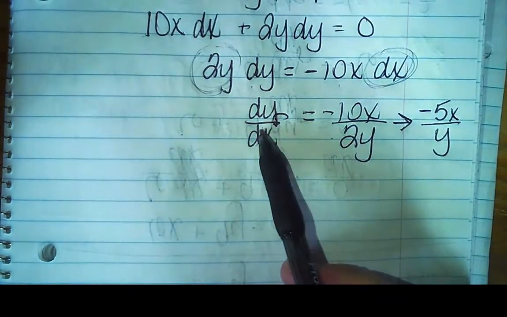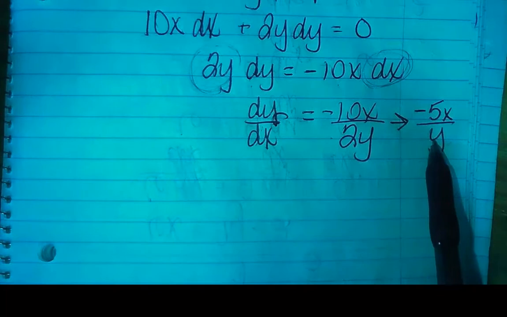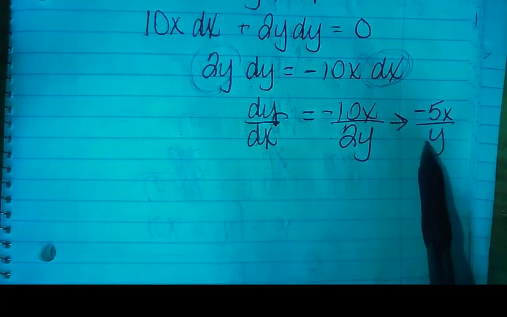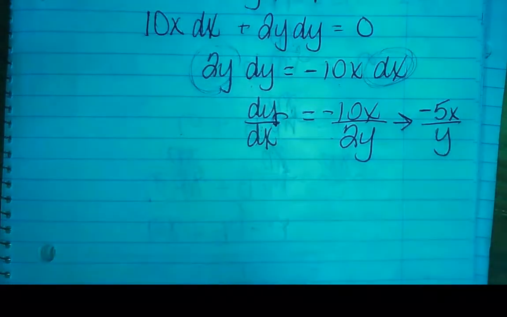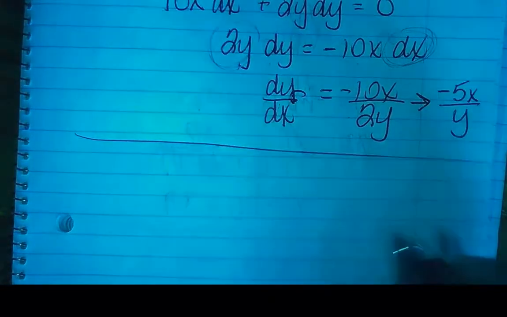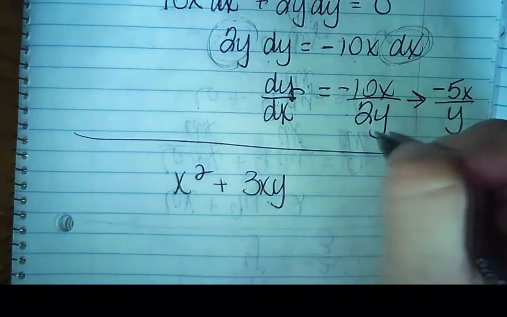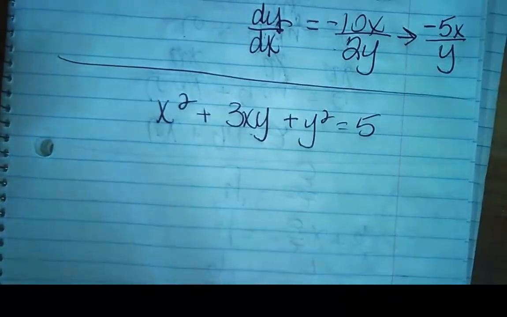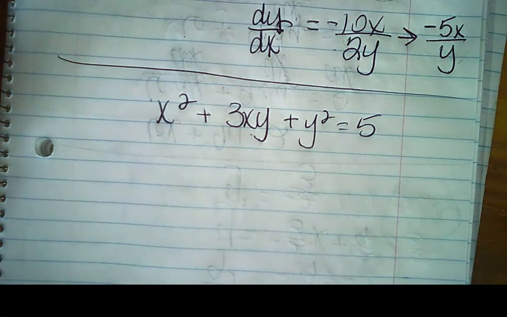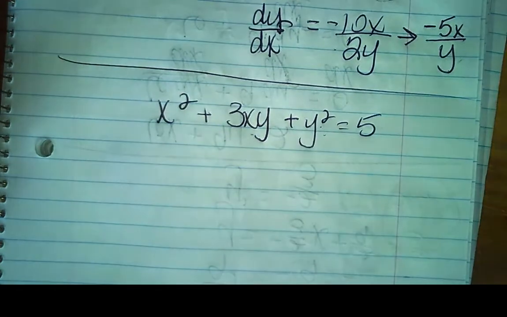So your implicit differentiation gives you a formula for the slope of a tangent line, or for the instantaneous rate of change, of negative 5x over y. Okay, so let's try it again. I have x squared plus 3xy plus y squared is 5. Okay, so immediately I notice it's going to be a whole lot messier for me to solve this for y. This is why we like implicit differentiation, because it helps us be lazy.